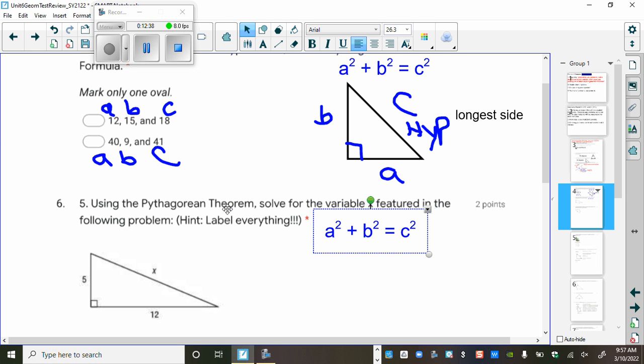But now, here's your question. Which side do we have to designate as C for this bottom problem? Which side are we designating as C? The 5, the 12, or the X? X.